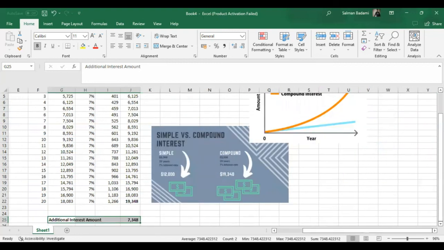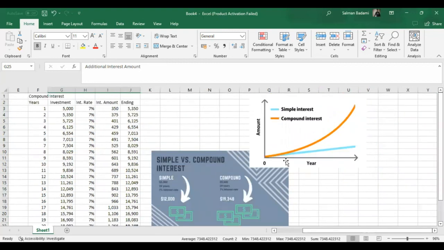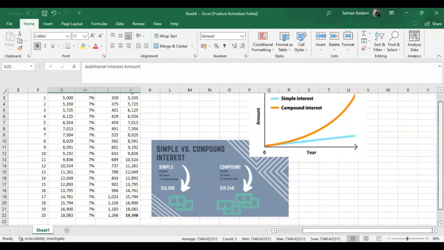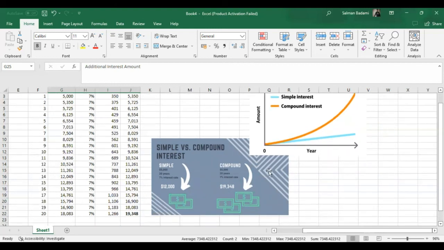Just to sum up with this graph as well, you can see the number of years on the x-axis and the amount on the y-axis. If a person invests through the simple interest method, he will be getting a certain return. But when he invests through compound interest, he will be getting a higher amount. So compound interest generally is a better technique as compared to simple interest.